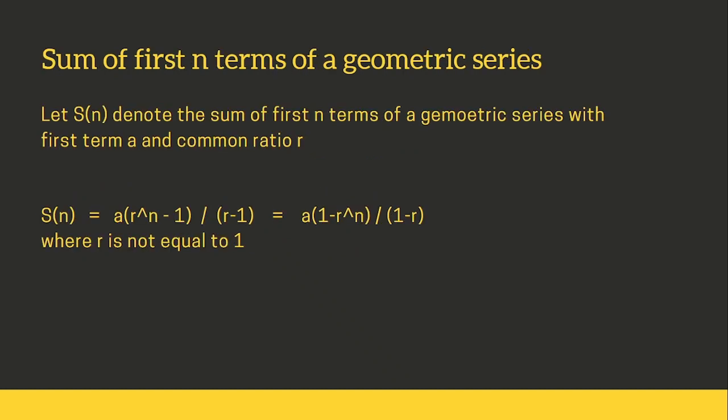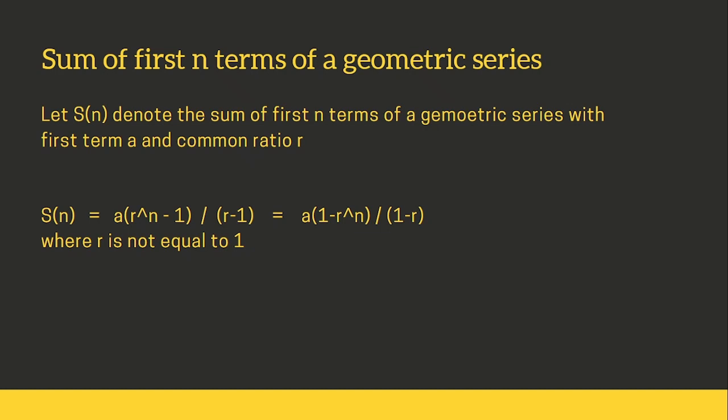So for the sum of the first n terms of a geometric series, we let Sn denote the sum of the first n terms of a geometric series with first term a and common ratio r. So Sn will equal a times r to the power n minus 1, so that's the numerator, divided by r minus 1. Or you can also swap the internals around. So it can be a times 1 minus r to the power n over 1 minus r, where r is not equal to 1.